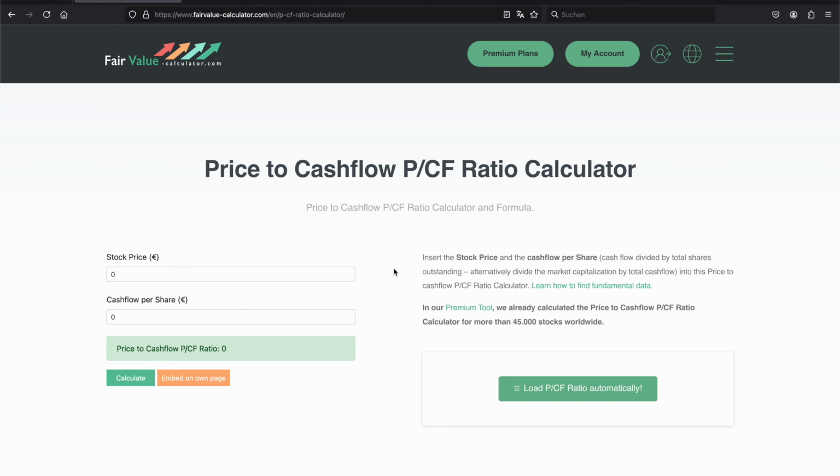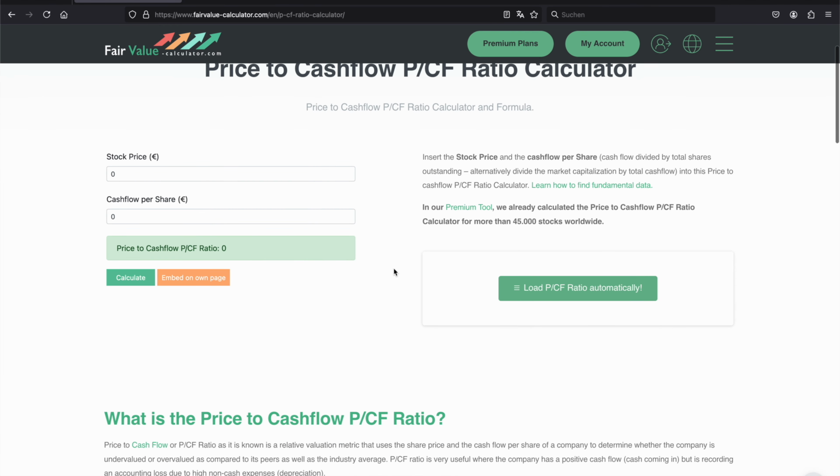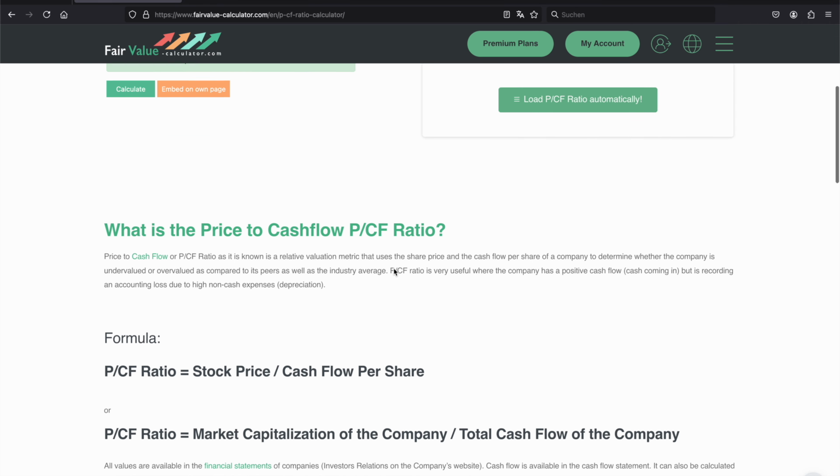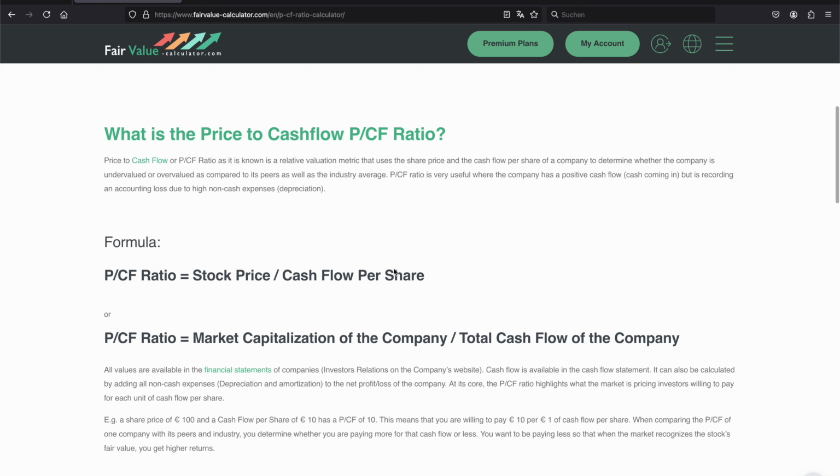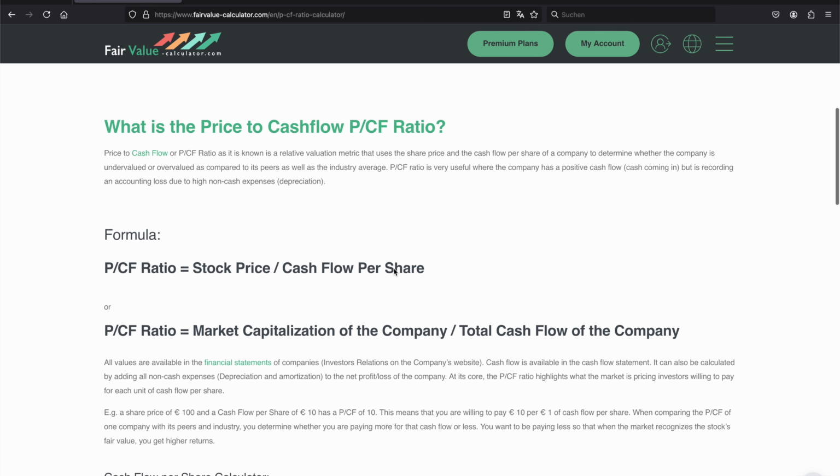This makes the PCF ratio especially useful for companies with significant non-cash expenses, where the PE ratio might give a distorted view of profitability. For example, in industries like manufacturing or energy, where depreciation can heavily impact earnings, the P/CF ratio offers a more reliable measure of financial health.